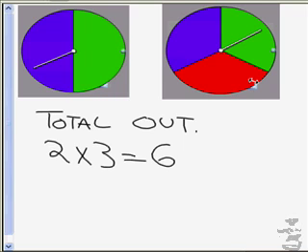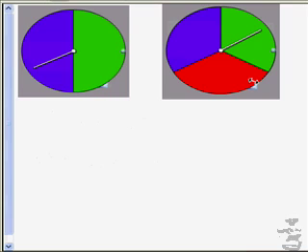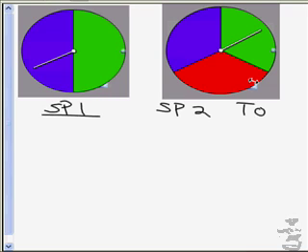All right, so that's great in that we know how many outcomes there are going to be, but we want to know what they actually are. So we're going to take a look at both of these and figure that out. We have to ask ourselves, first of all, what are the two possible outcomes on the first spinner? Well, it's pretty easy. First, we're going to label. We're going to call it spinner 1, spinner 2, and then TO stands for total outcomes.